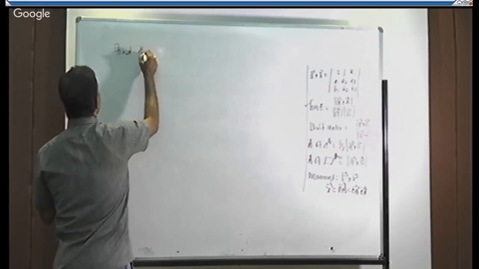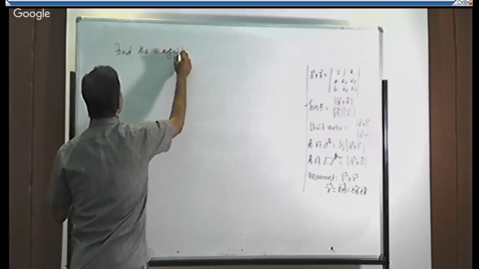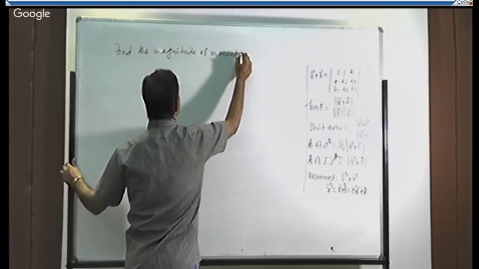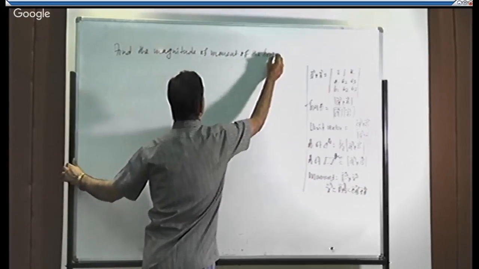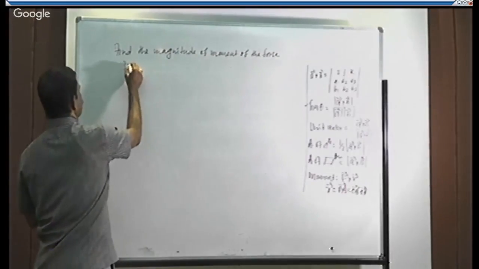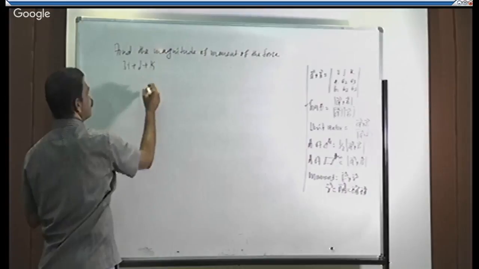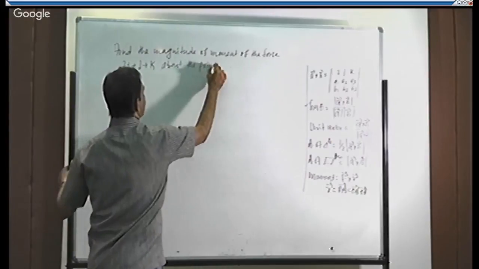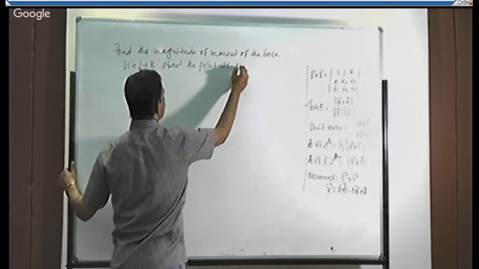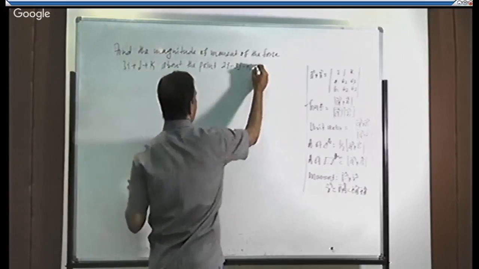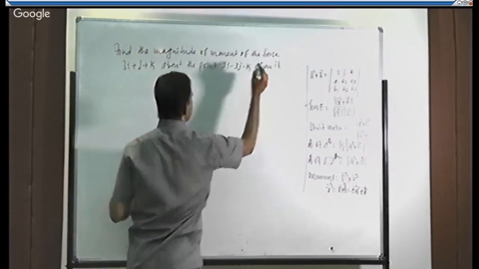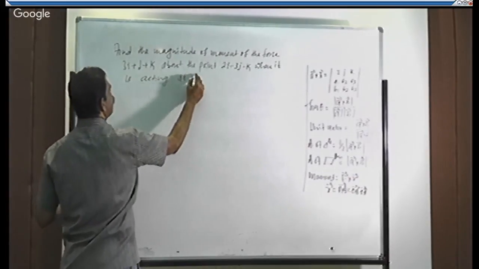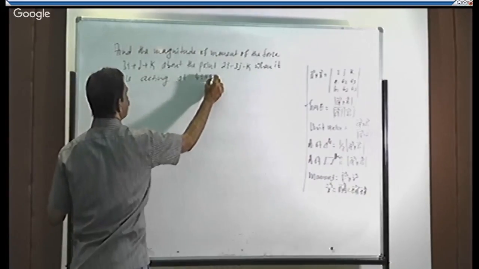Find the magnitude of moment of the force 3i plus j plus k about the point 2i minus 3j minus k when it is acting at 4i plus j plus 3k.